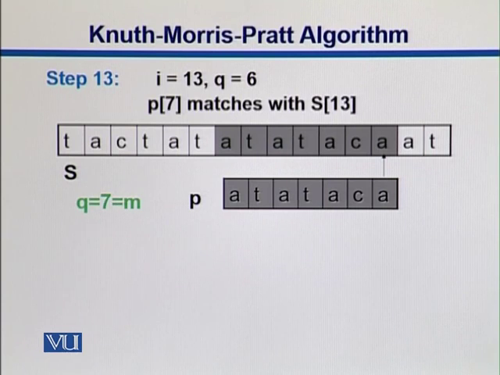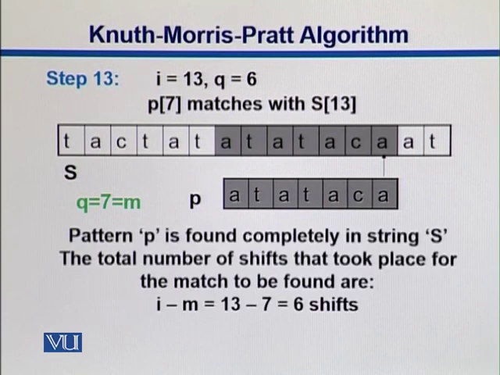Q is equal to 7, which is also equal to m. So in this way, we have matched every character. So what to do next is print out that pattern P is found in S. And the total number of shifts it takes is 13 minus 7, 6 shifts. And at what location it is present, if you look into the algorithm, that was i minus m plus 1. So that is 13 minus 7 plus 1, which is equal to 7. So we have found the pattern at position number 7.